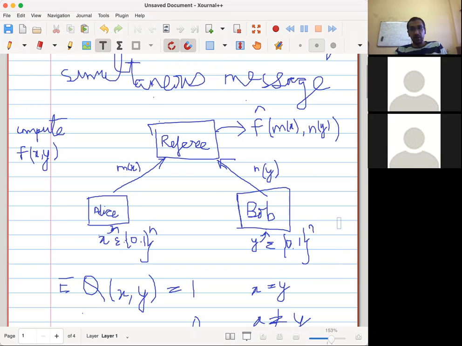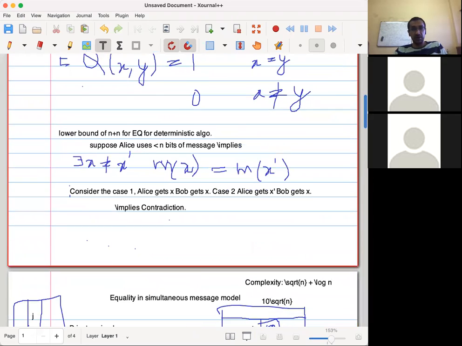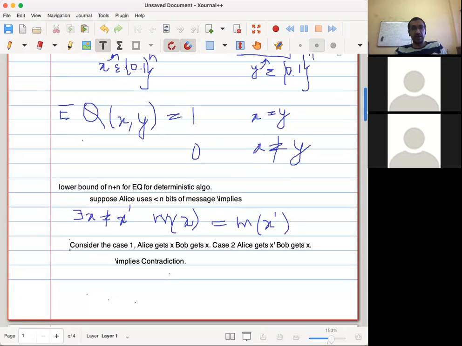So the function that we are concentrating on is equality, equality of x comma y. X is a bit string of length n, x belongs to 0, 1 to the power n. Now equality just means that the bit string x is equal to the bit string y. In other words, x_i equals y_i for all locations i.